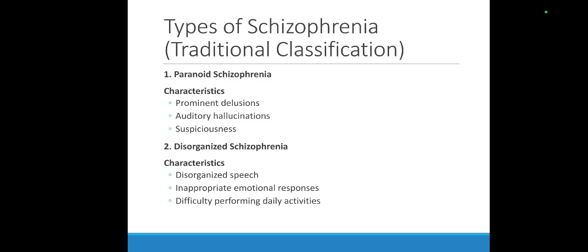So let's discuss them one by one. For paranoid schizophrenia, characteristics may include prominent delusions, auditory hallucinations, and suspiciousness. They feel that someone is after their lives and is trying to kill them. So these are examples of paranoid schizophrenia. And then we have disorganized schizophrenia. Characteristics may include disorganized speech, inappropriate emotional responses, and difficulty performing daily activities.